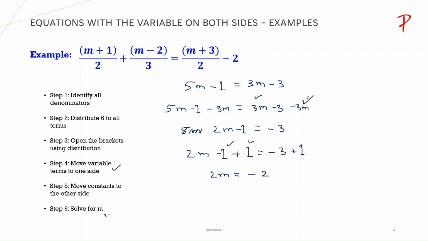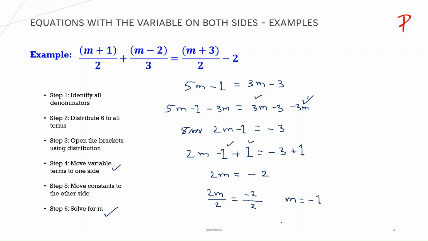Our next step is to solve for m. Now divide both sides by 2. Here we have 2m upon 2. This is equal to minus 2 upon 2, right? This way we get the value of m is equal to minus 1, right? And that is the final answer.